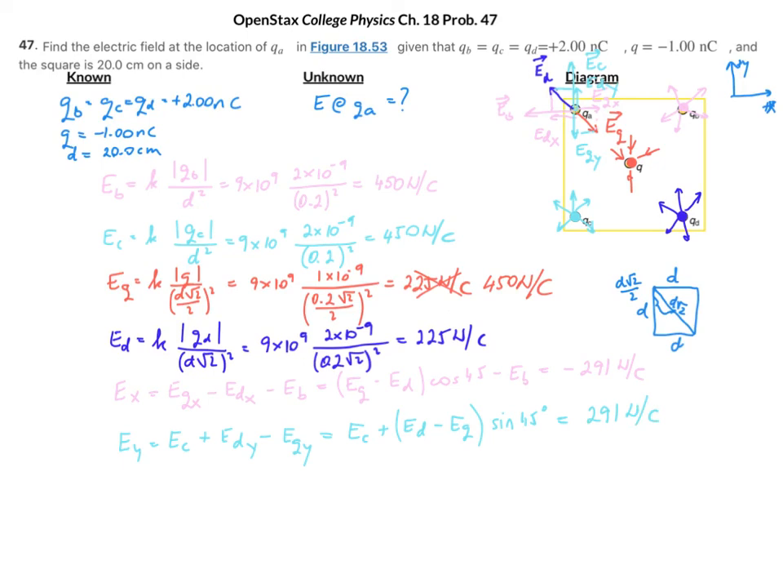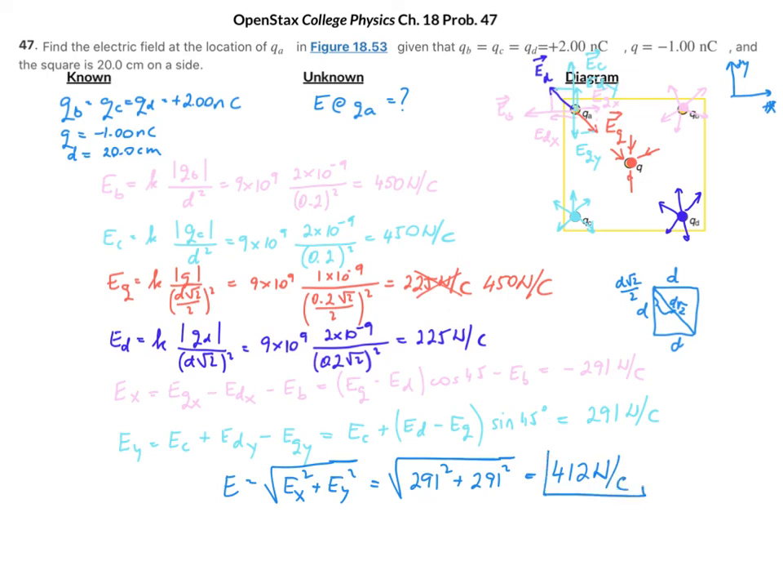So that means that the electric field is going to be the square root of Ex squared plus Ey squared. So that will be the square root of 291 squared plus 291 squared. And we end up with 412 newtons per coulomb. And since the x and y components are equal to one another, that means that the angle is going to be 45 degrees.